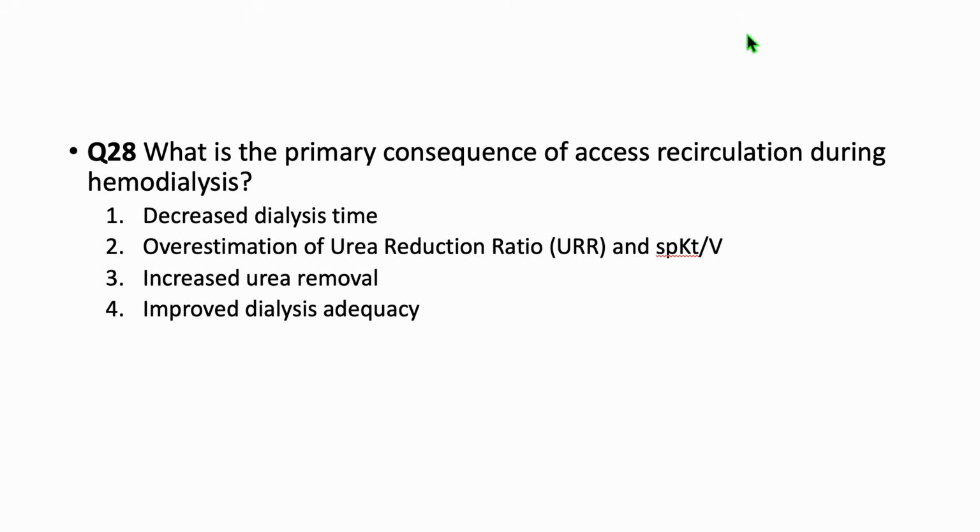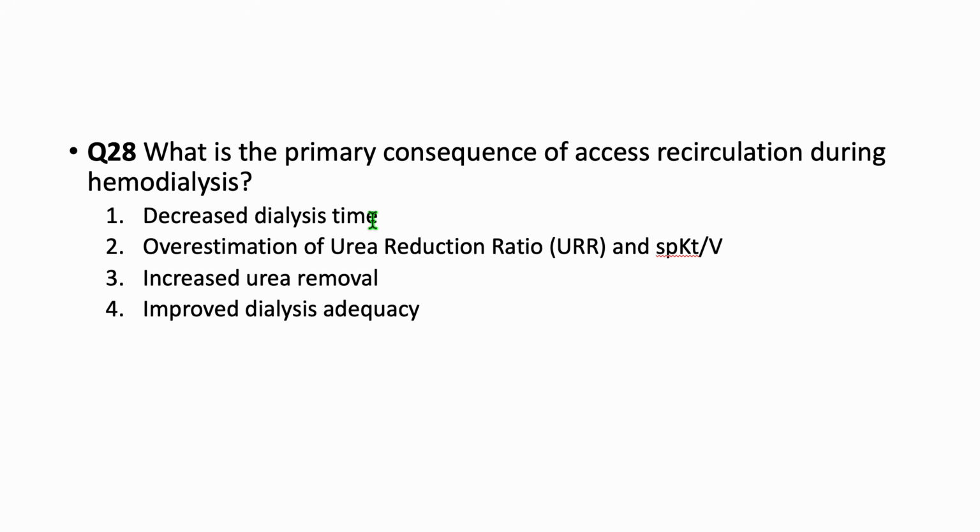Moving ahead to the 28th question, it says what is the primary consequence of excess recirculation during hemodialysis? So if there is excess recirculation while we are performing hemodialysis in patients, what are the consequences that we are going to see in the patients? Option A says decreased dialysis time. Option 2 says overestimation of urea reduction ratio and single pool KT by V. Option 3 says increased urea removal, and option 4 says improved dialysis adequacy.